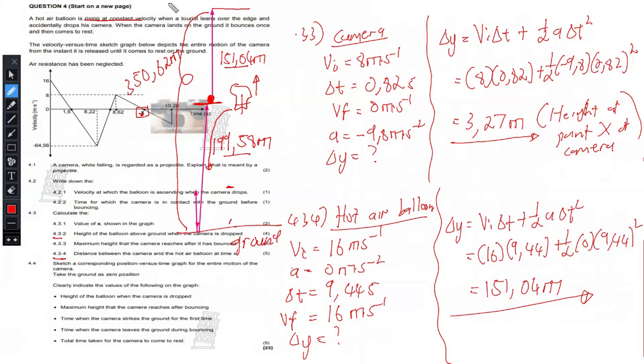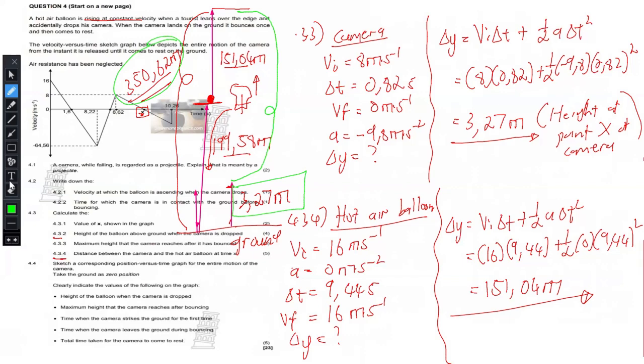Now that we've found that, what are we going to do? We are going to say we have calculated that the height of point X when it bounces off the ground reaches only a height of what? 3.27 meters. Meaning if we want to find the distance between the hot air balloon and the camera at that point, it's just going to be the distance from here all the way up there, which, how are we going to find it? We're just going to take all of this minus that, right? So to find this portion here is just all of this minus that.